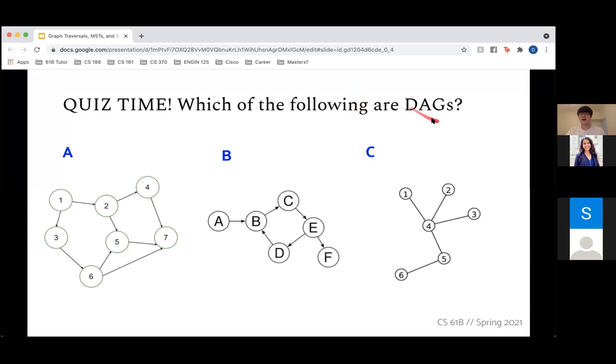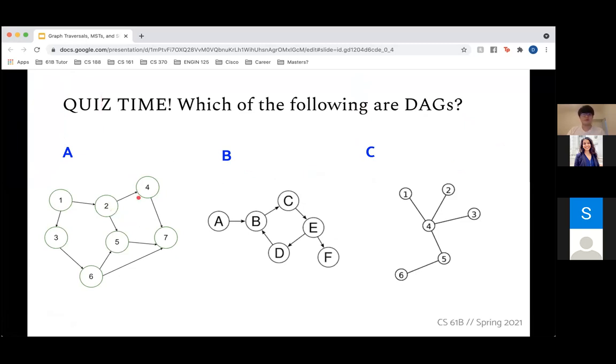I know we just started talking about DAGs, but with the definitions we've provided, which ones do you think are directed acyclic graphs? You can write it in the chat. All right, let's go over them now.